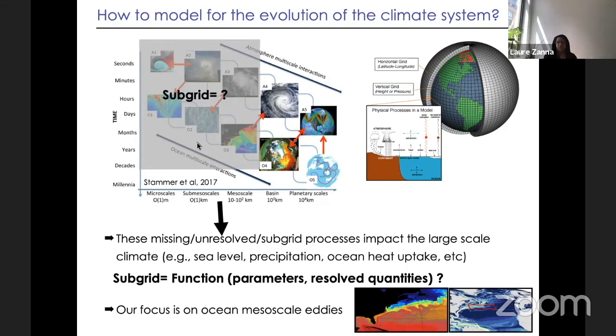Here, I'm going to showcase how we deal with the parameterization problem, and I'm going to focus on the problem of ocean mesoscales. They're ocean processes with a scale of about 100 kilometers, represented here and over here. So this is the Gulf Stream. You get those turbulent features that are being shed off a strong jet, and they feed back momentum and energy into the mean flow. So even though they're small scale, they impact the large scale as well. That's what we're going to focus on: how do we deal with this problem of parameterization? How do we represent that function with parameters and resolved quantities?